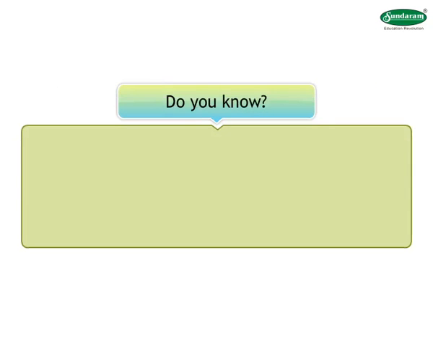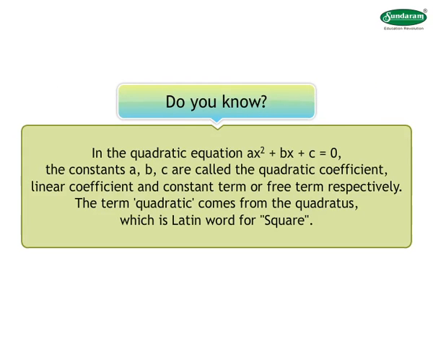Do you know? In the quadratic equation ax square plus bx plus c is equal to 0, the constants a, b and c are called the quadratic coefficient, linear coefficient and constant term or free term respectively. The term quadratic comes from quadratus, which is a Latin word for square.